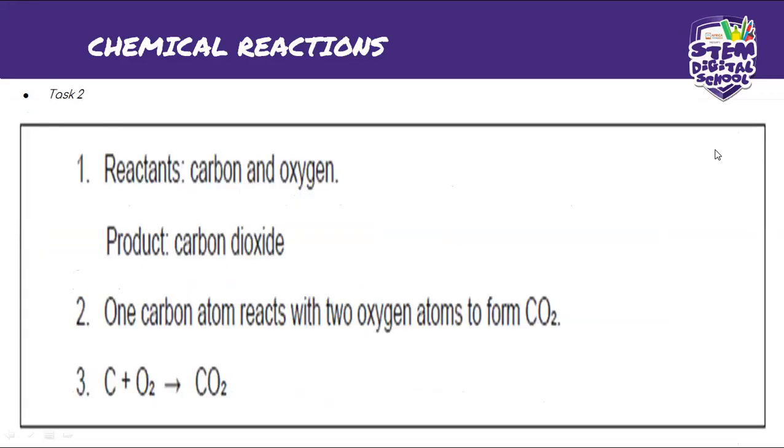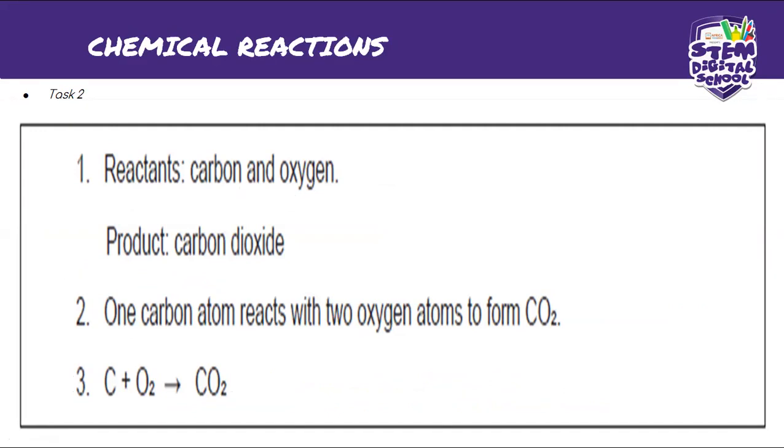All right. So some of you got it right here. Task 2, question 1 was reactants. So we write carbon and oxygen. So this is 2 marks. And then the product is carbon dioxide. So that is another mark. So that's 3 marks.